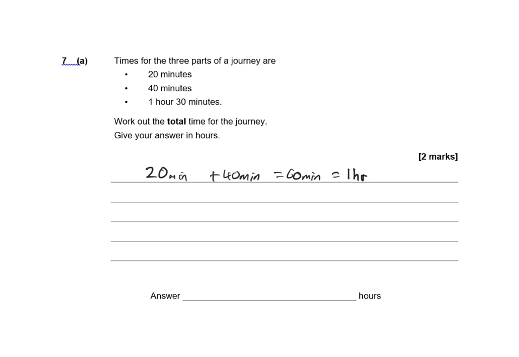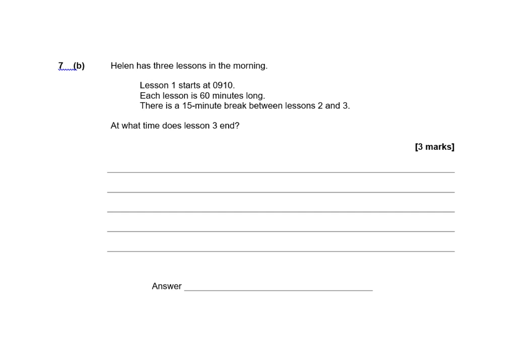At this stage, just want to double check my question. Yeah, I want to give my answer in hours, so that's quite nice. And I've got an additional 1 hour 30 minutes. So I add that on, I'd get 2 hours 30 minutes. And I'm writing the answer in hours, so that's 2.5 hours, isn't it? If you wrote it as 2.5 as in used the fraction, that is fine too.